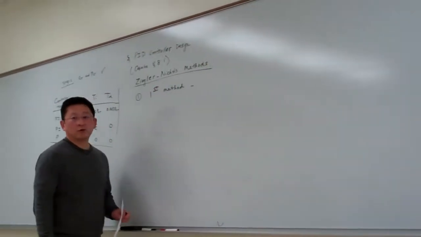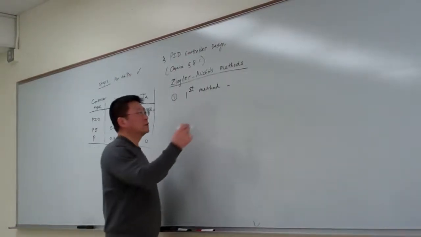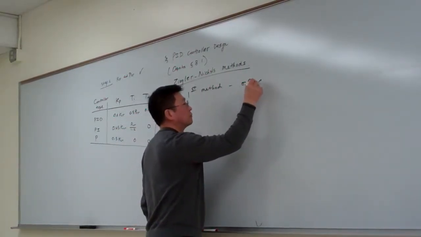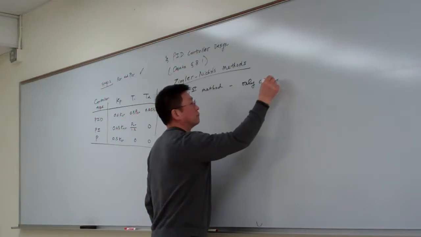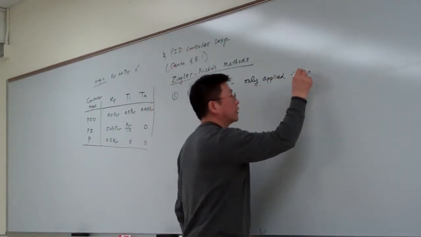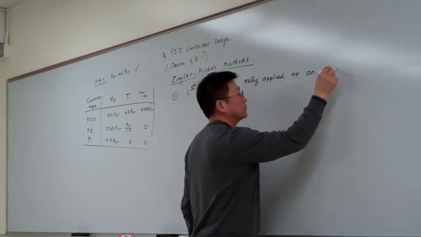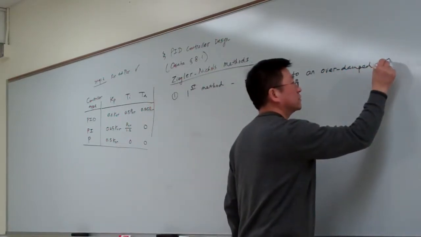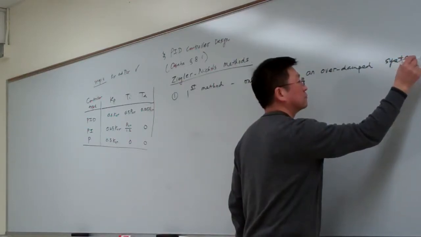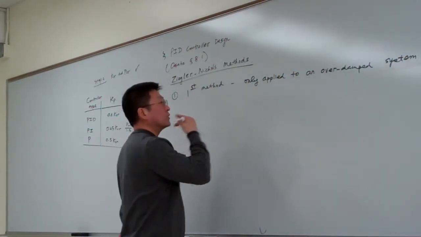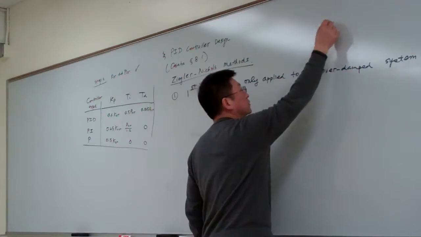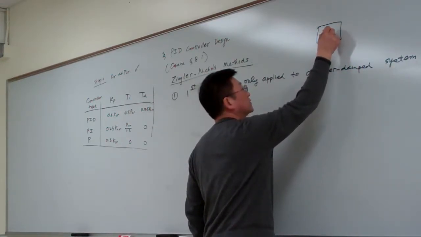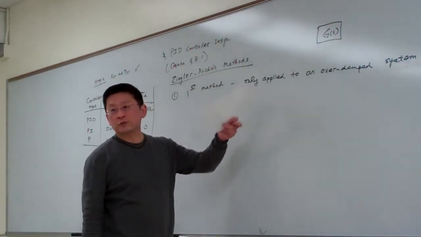The first method is only applicable to an overdamped system. For example, for this method we still consider our G(s). So this is an open loop system.